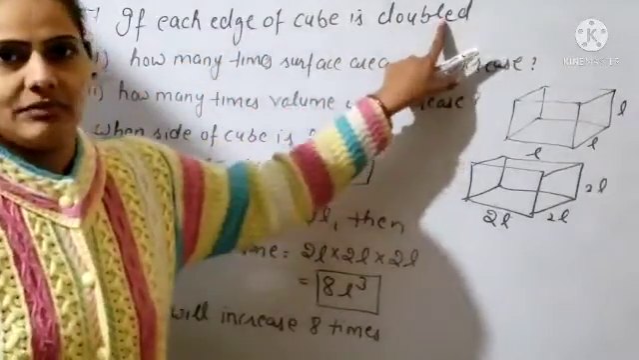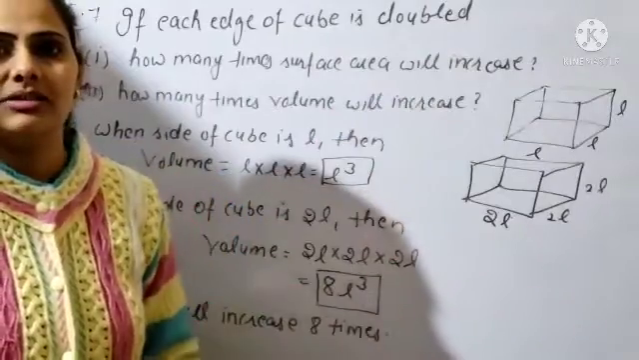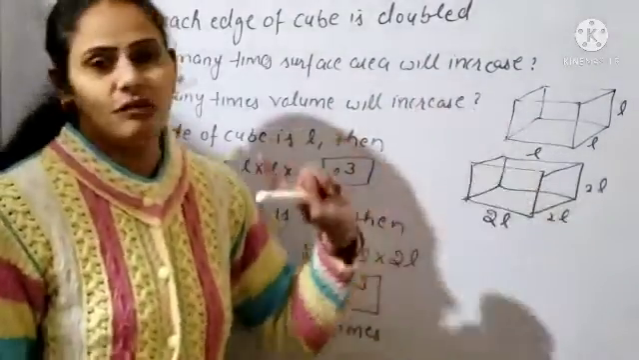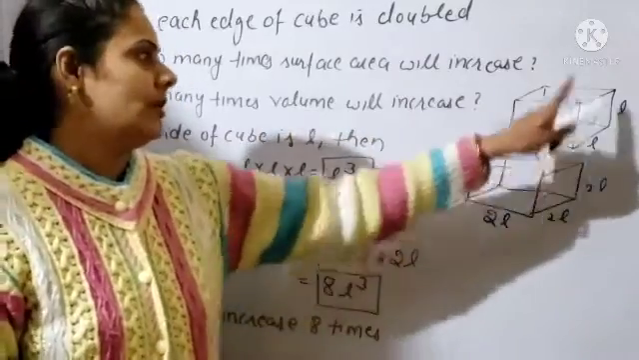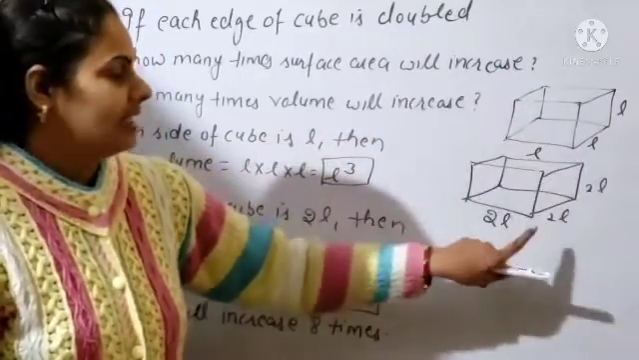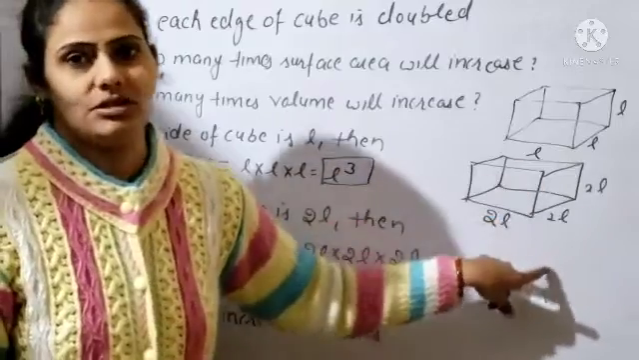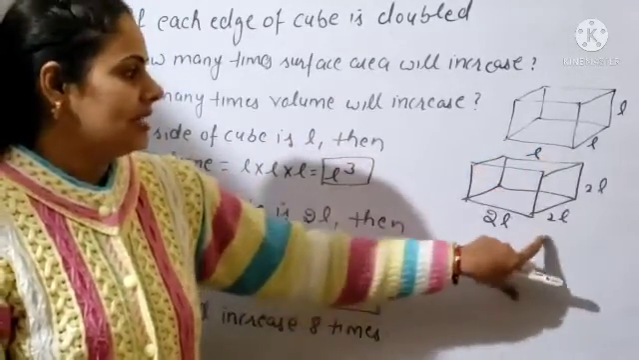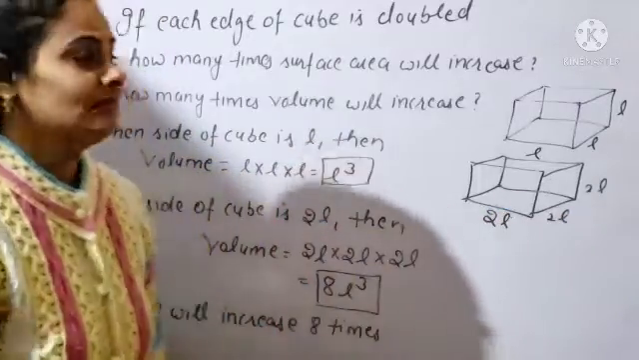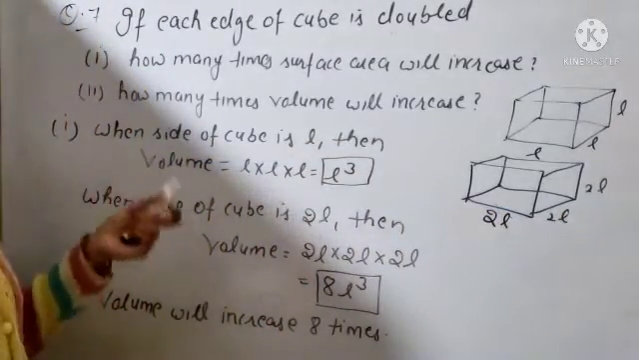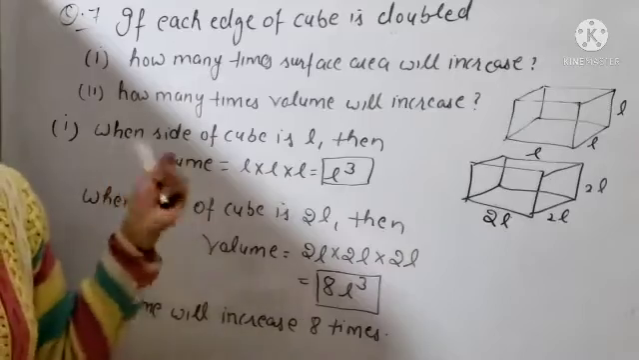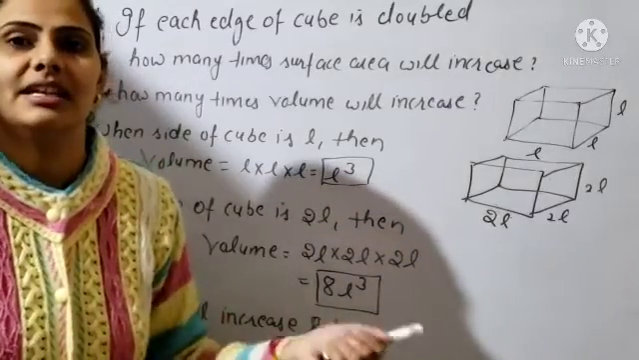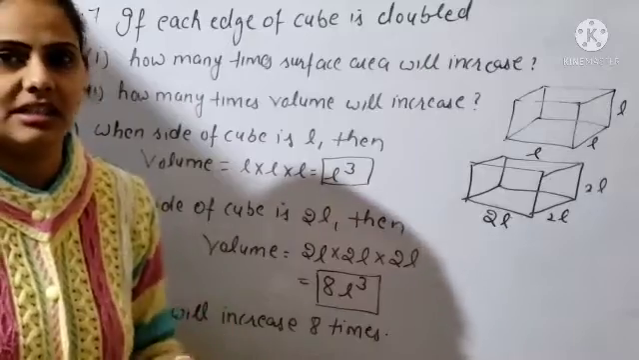Okay, so simply in this question, first of all, it is given if each edge of a cube is doubled. So first the edge must be something, only then you can double it. So for example, first you are assuming this is your first cube and the side of this cube is L, and if you are taking another cube, the side of this cube will be the double of the first cube. So it will be twice of L, so it will be 2L, 2L, 2L. So you will assume when the side was L, what will be the surface area? When the side is 2L, what will be the surface area? And after that you can easily tell how many times the surface area is increasing.